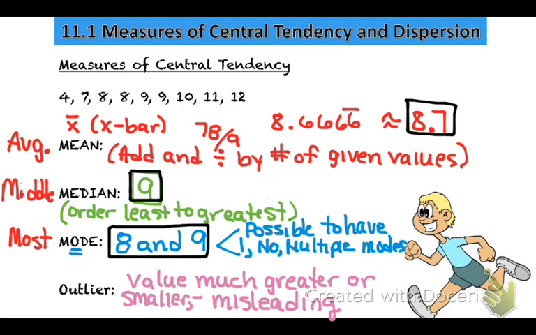And finally we have our outlier. It's a value that is much greater or smaller than most other values, and it can mislead our interpretation of the data. So for instance, if we go back up to our original data up top and I added a 75, it is much larger than the previous values given. It stands out. So it would skew our interpretation of the data.